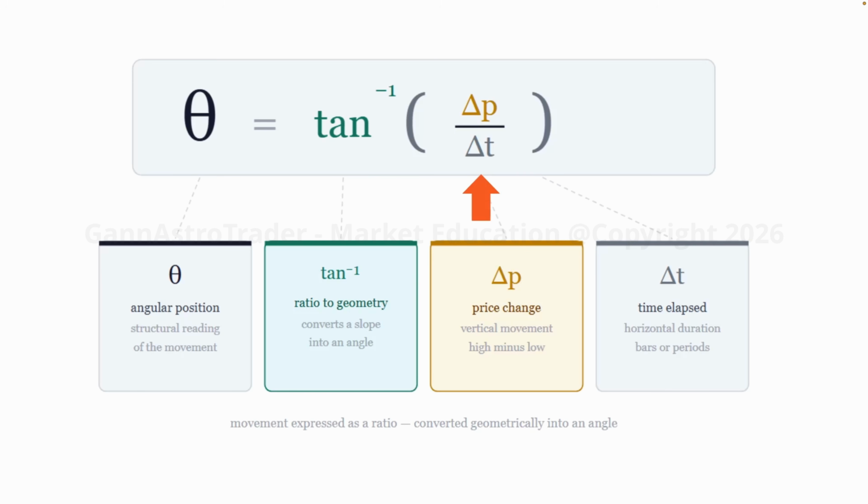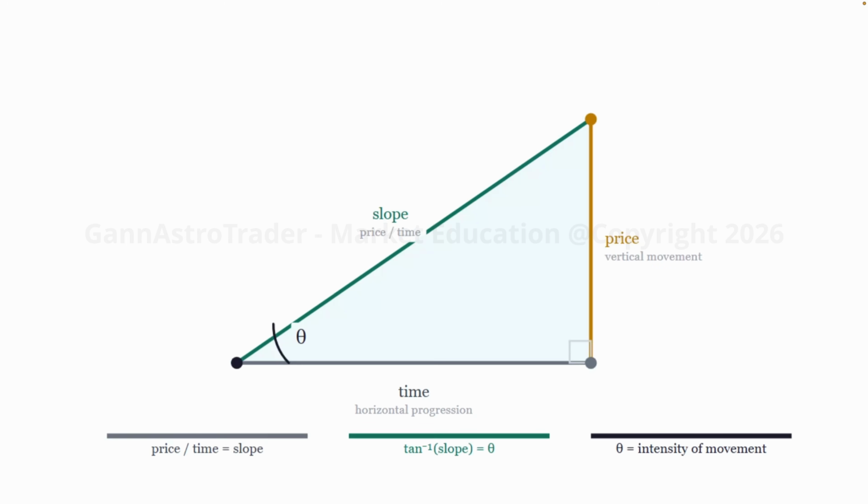This relationship can be expressed like this. Here, price represents vertical movement, and time represents horizontal progression. Their ratio gives slope, and tangent inverse converts that slope into an angle. This angle now represents the intensity of movement. Now let's see this in charts.